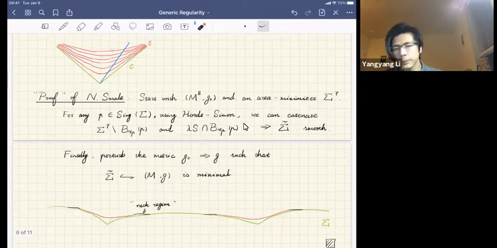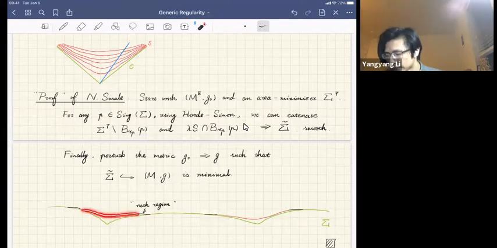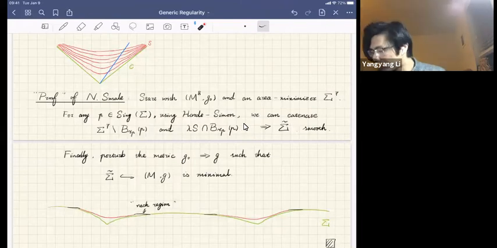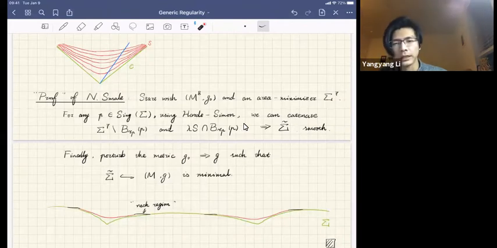In this picture, the green part is the original area minimizer sigma with two singular points. But by Hardt-Simon, we know that we can find a smooth minimal hypersurface nearby, close enough, maybe C infinity close. Now we can add some neck region so that we can concatenate. The black part is the neck region. Then we can concatenate sigma and also the S part that we've constructed.